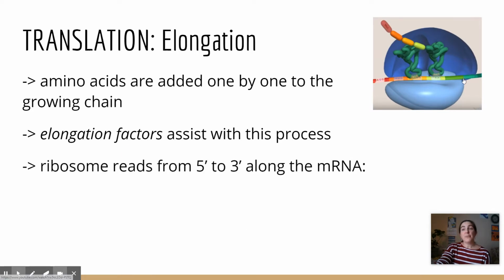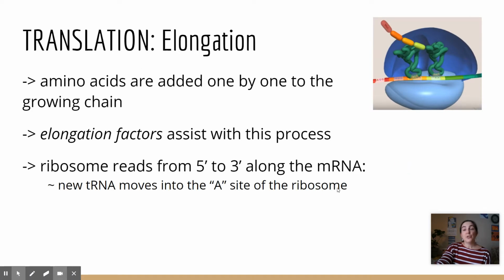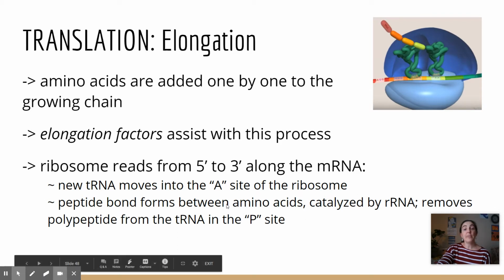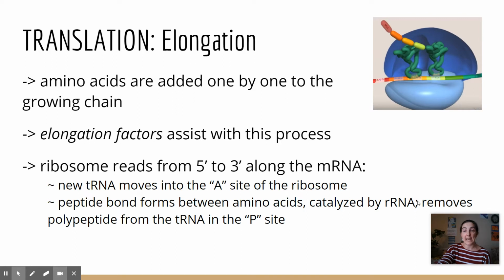The ribosome reads from 5' to 3' along the messenger RNA, and transfer RNAs move in and out of those different sites on the ribosome. Remember, the A site can stand for amino acid, or you can think of it as arrival. So the new tRNA moves into the A site of a ribosome. It then forms a chemical bond, a polypeptide bond between those amino acids. The formation of that bond is actually catalyzed by the ribosomal RNA, which then removes that polypeptide from the transfer RNA in the P site, and it's now attached to the one in the A site.